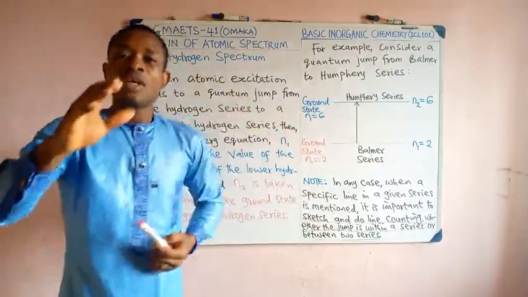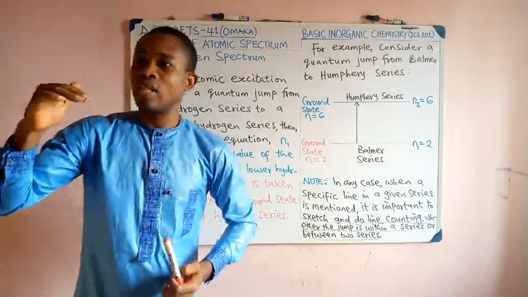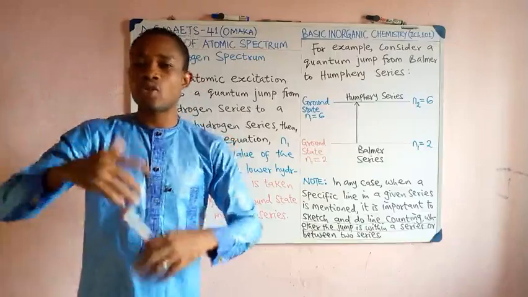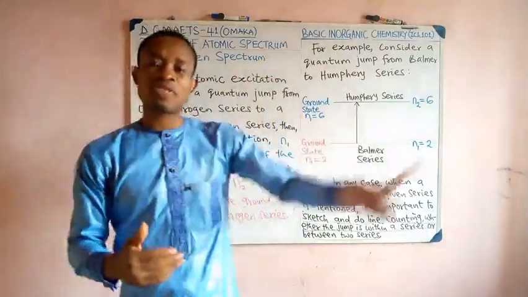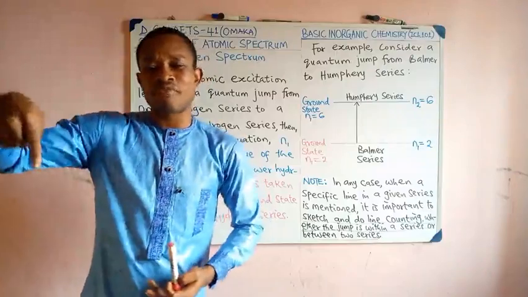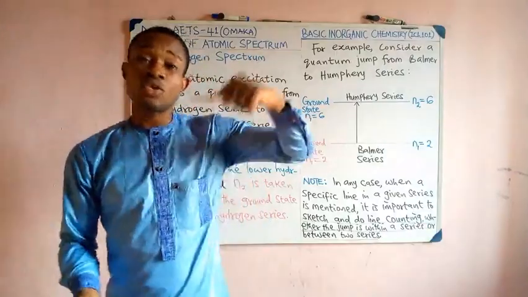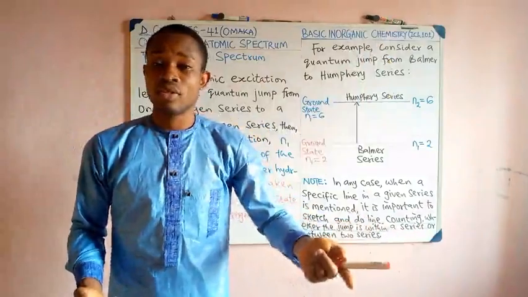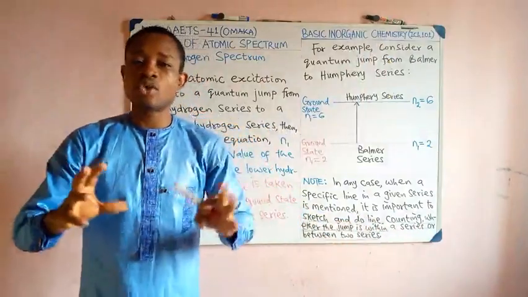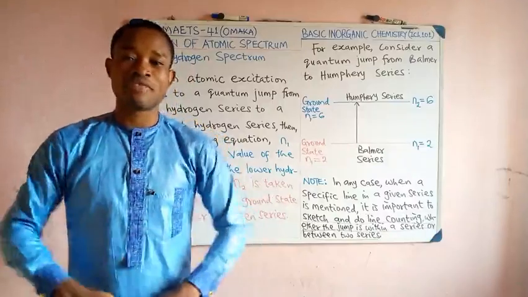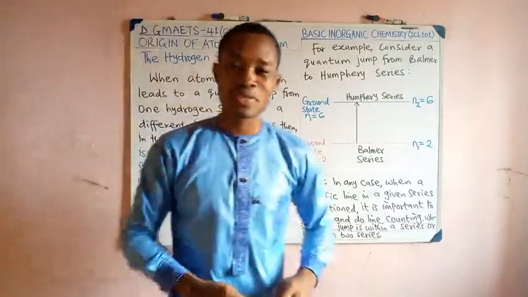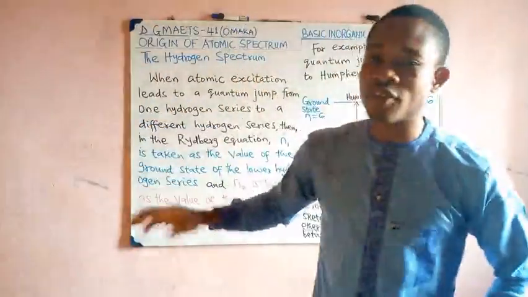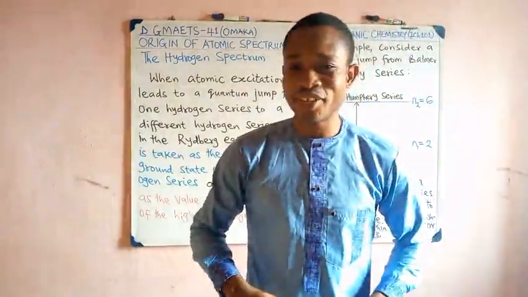Just imagine the jump is from, let's say, the second line of any series to the fifth line of that series. It means that n1 will be the value of that second line, and n2 will be the value of that fifth line. So sketching and doing your line counting will save you in such a case. It is now time. We are ready to pick questions and solve, applying all these formulas that have been established under the hydrogen spectrum.